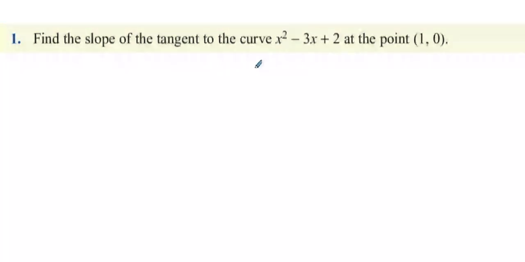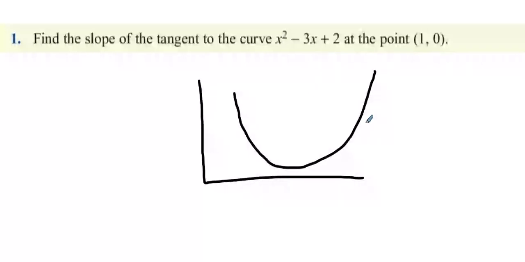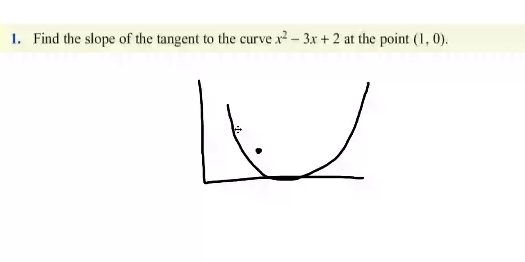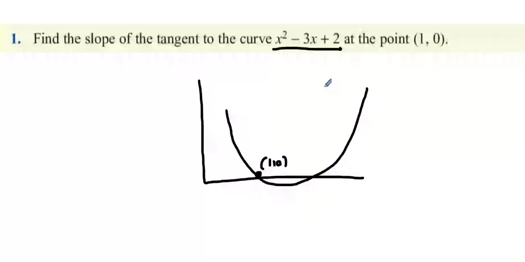With differentiation, when you graph something, for example this curve here, it's a U-shaped curve, okay? What you will find is that, for argument's sake, this U-shaped curve goes through the point 1, 0, which will have to be somewhere like this, okay? So what we're saying is that differentiation actually gives you the slope of the graph.